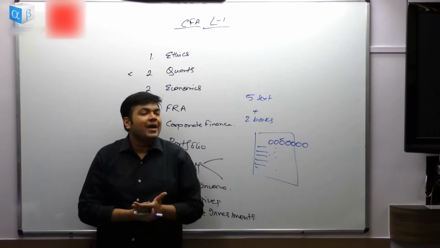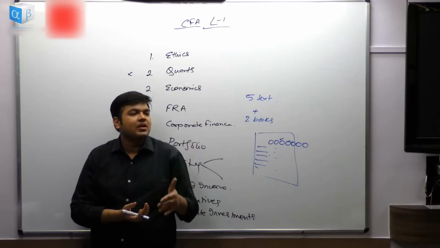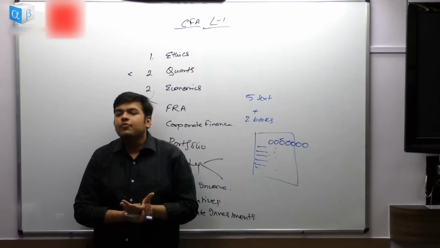In case you're starting at the end of December, in that case you have 4 months, 16 weeks. 60 readings divided by 16 weeks will approximately give you 4 readings a week.